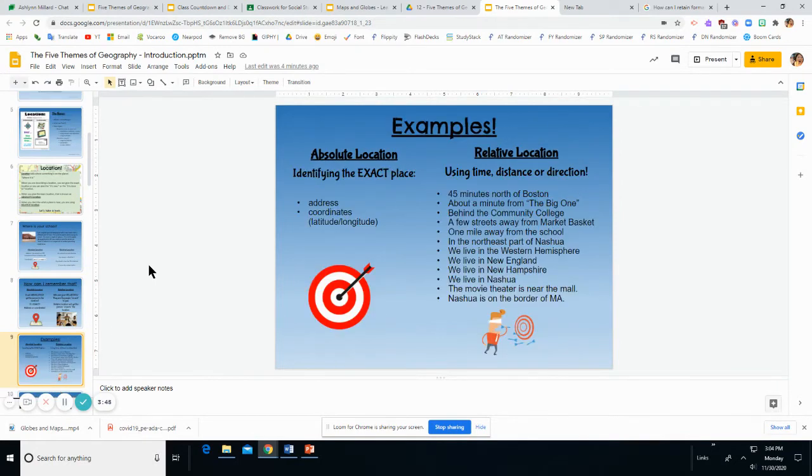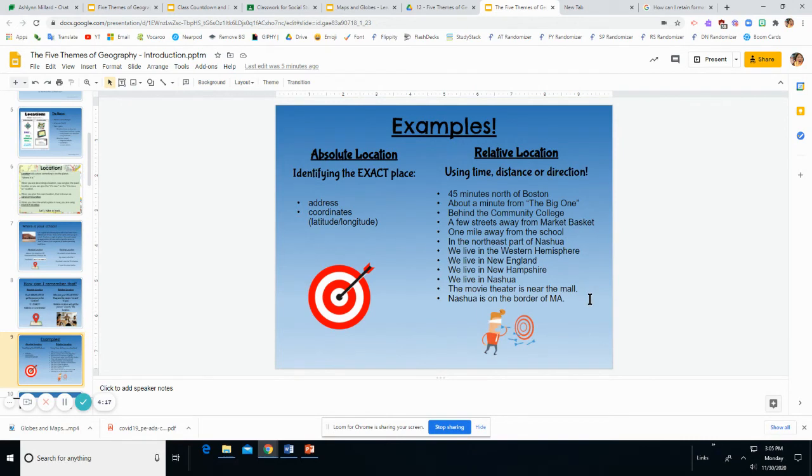Let's look at some examples. Absolute location identifies the exact place, like the address or the coordinates using longitude and latitude. It gets you to the bullseye of the target. Whereas relative location is using time, distance, or direction. So here are some examples. Nashua is 45 minutes north of Boston. Our school is about a minute from the big one. Our school is near the community college, or I live behind the community college.